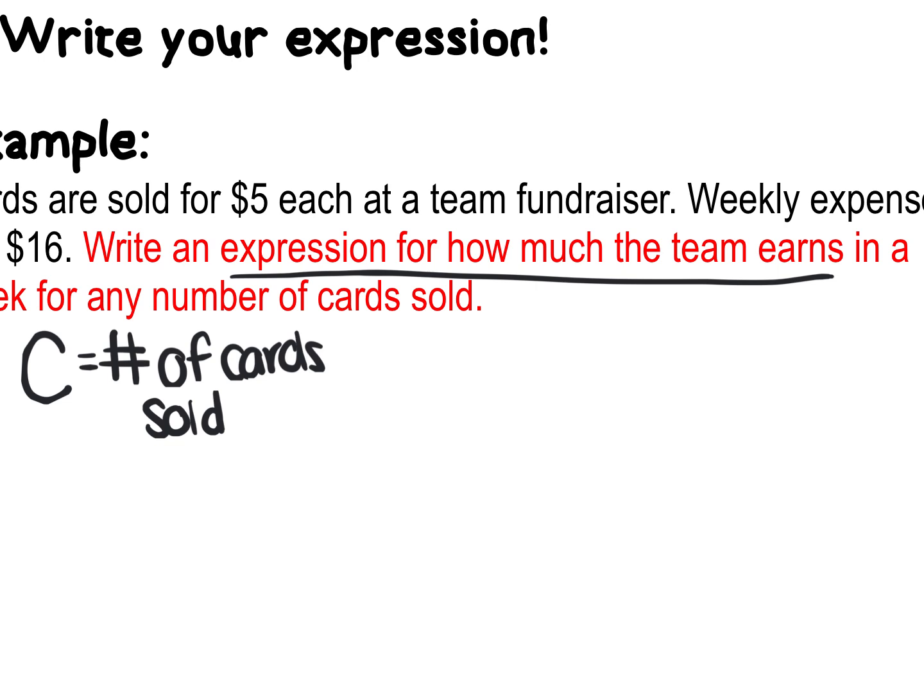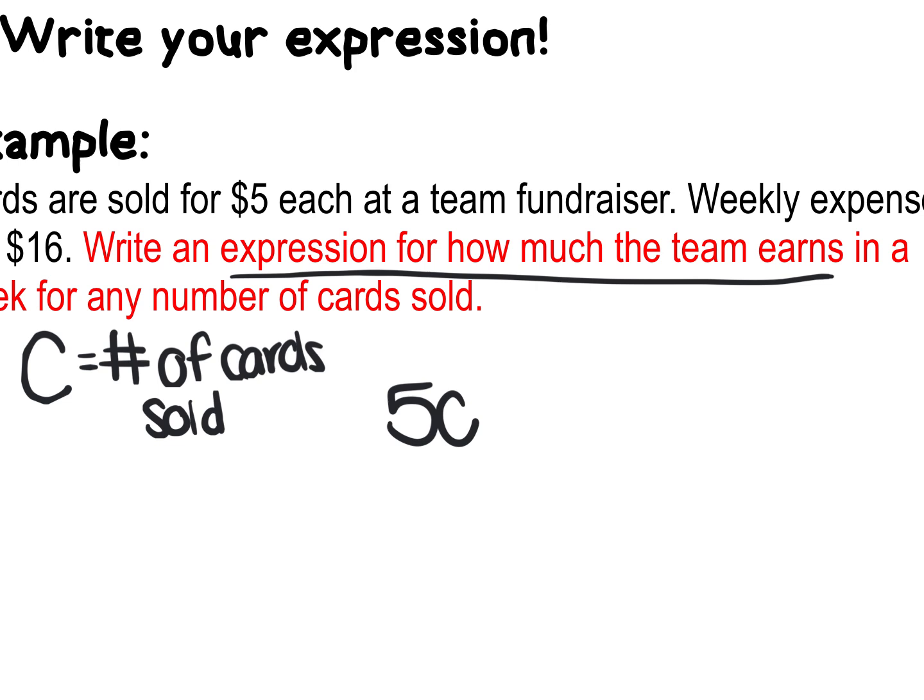Would I? Good. So I'm going to say 5 times C, or 5C. 5 times C, because it's $5 per card, is going to tell me how much I make for all the cards sold. But weekly expenses, it said, are $16. That means this team is spending $16 maybe on advertising or to print the cards or for the supplies it takes to make the cost. Whatever, it's costing them $16.